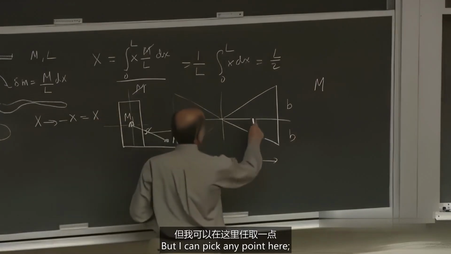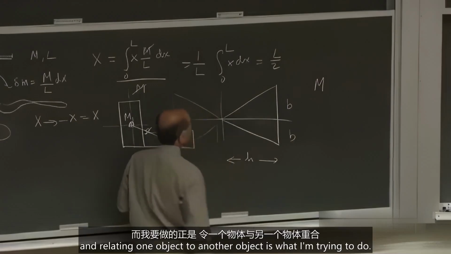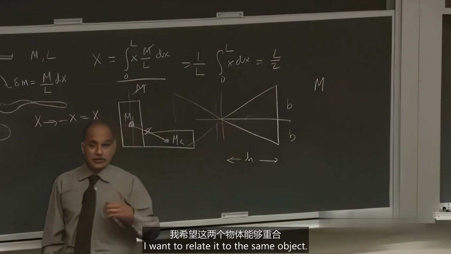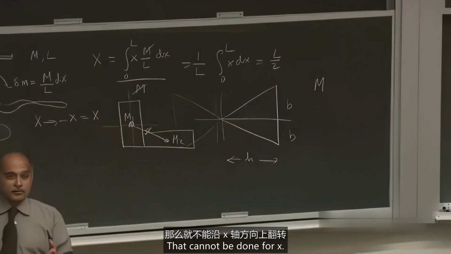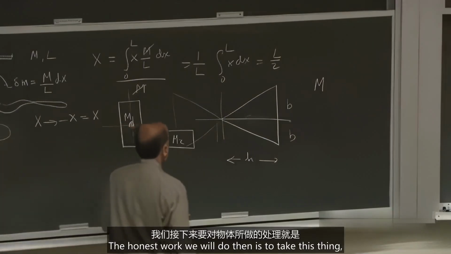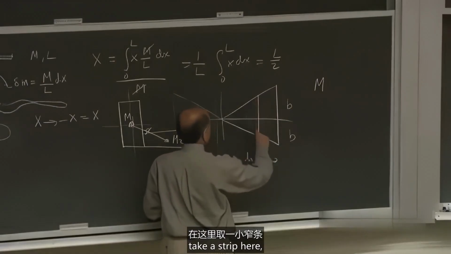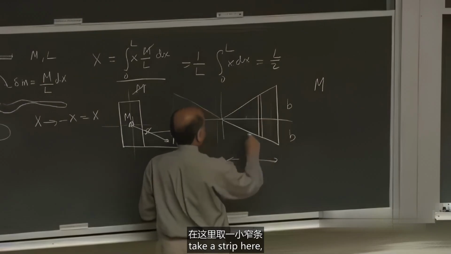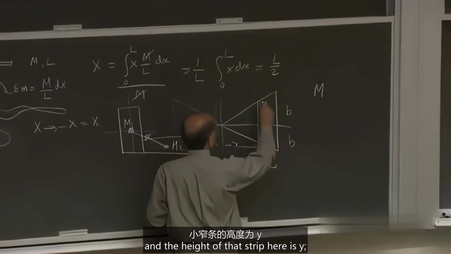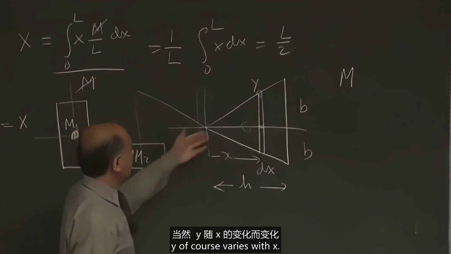But I can pick any point here. If I take x to minus x, the object looks different. It looks like that object, and relating one object to another object is not what I'm trying to do. I want to relate it to the same object. That cannot be done for x. It can be done for y. For x, you got to do some honest work. So the honest work we will do then is to take this thing, take a strip here with location x and width dx. And the height of that strip here is y. Y, of course, varies with x.